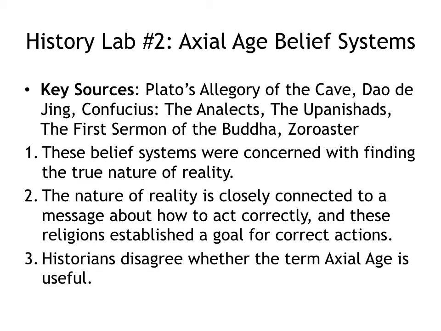So we read Plato's Allegory of the Cave, we read some of the Taoist texts, the Tao Te Ching, we read from Confucius, we read from the Upanishads, which is one of the Hindu holy texts, we read the first sermon of the Buddha, and we read a chunk of Zoroaster's teaching. Zoroastrianism was the religion that was going on in Persia up until Islam stepped in and basically took over as the religion of choice.